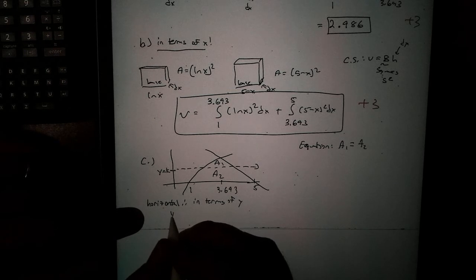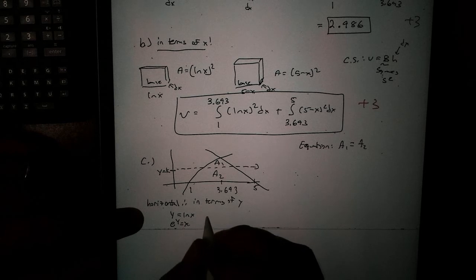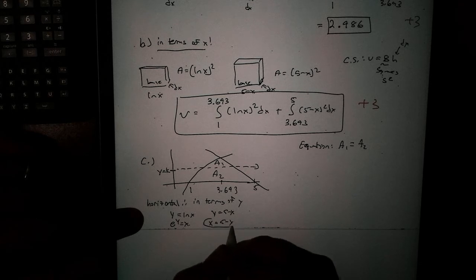The first equation was y equals natural log of x. That is just going to say, if I solve that for y, we're just going to get e to the y equals x. The other equation is y equals 5 minus x. Well, that's easy. That's just going to be x equals 5 minus y. So there they all are.